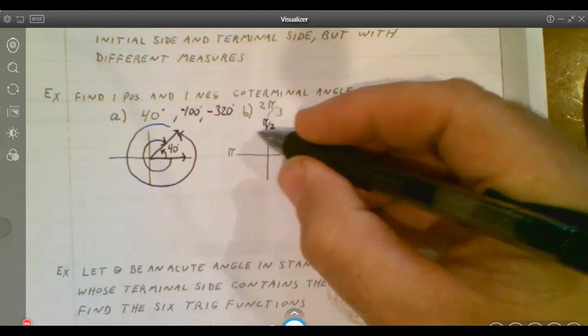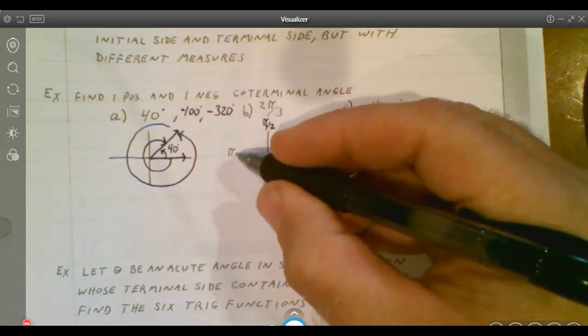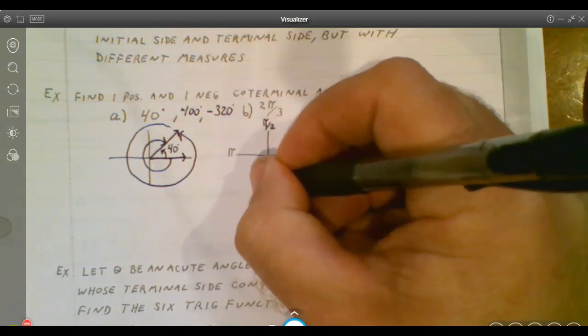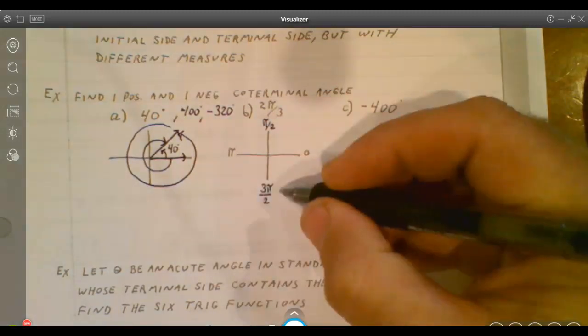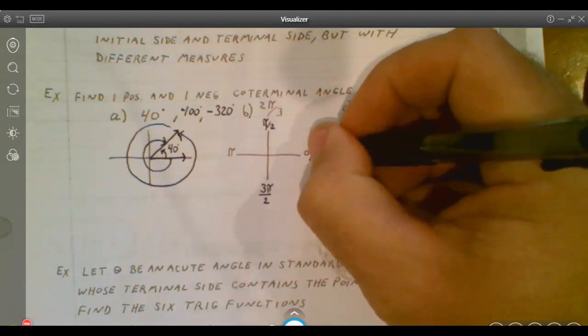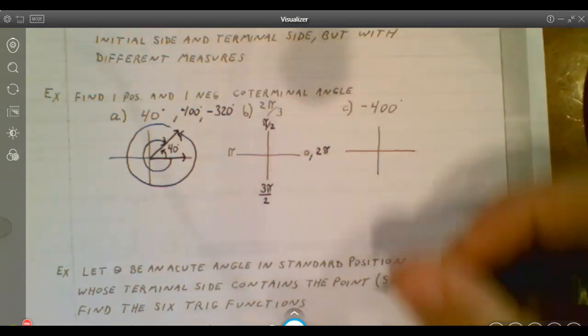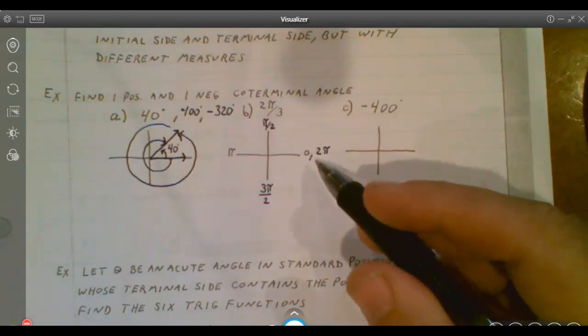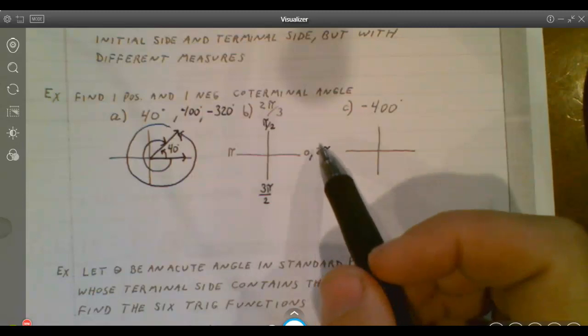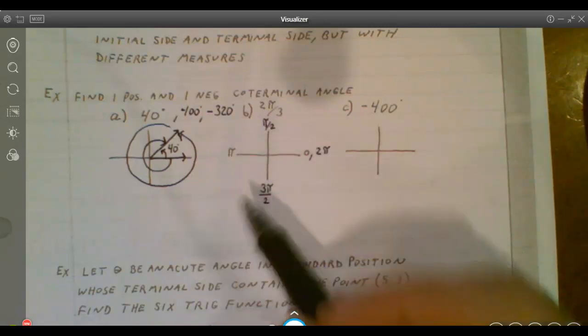As I go another 90 degrees, I'm at pi. Another 90 puts me at 3 pi over 2. And then another 90 degrees puts me at 2 pi, right back to where we started, right? So we always associate the 2 pi with 360 degrees because that's one full lap around. But those are definitely some key values that we want to remember.